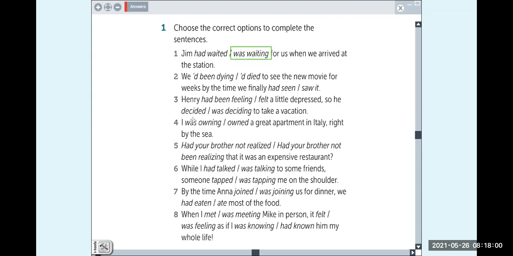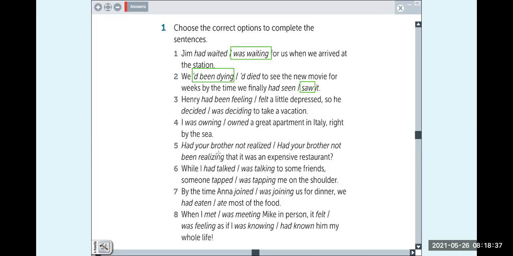Number 2, we'd been dying or we died to see, we had died to see the new movie for weeks. By the time we finally had seen or we saw it. What do you think? We'd been dying, okay, to see the new movie for weeks. By the time we finally saw it. Very good.